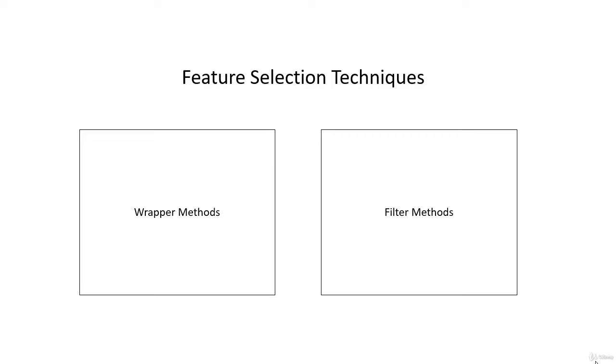Wrapper methods, as the name suggests, wrap a machine learning model, fitting and evaluating the model with different subsets of input features, and then selecting the subset of features with the best model performance. RFE is an example of a wrapper feature selection method. Filter methods use scoring methods, like correlation between the features and the target variable, to select a subset of input features that are the most predictive. Examples include Pearson's correlation and the chi-squared test.